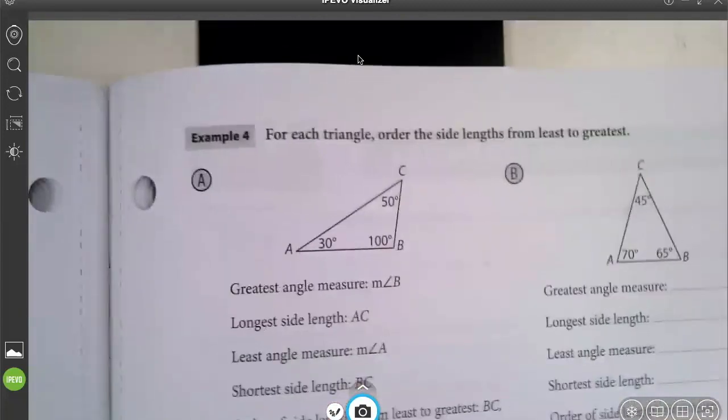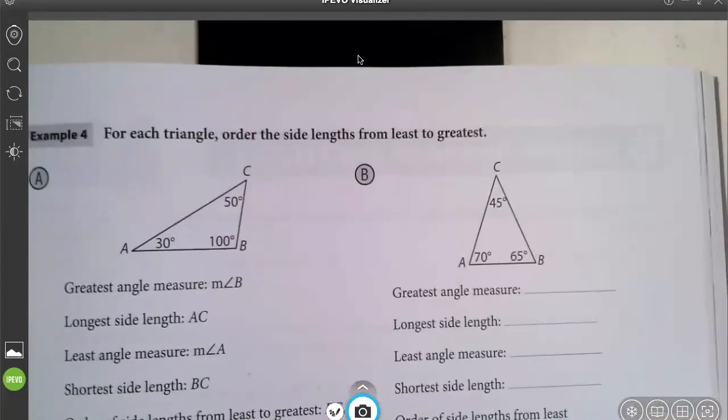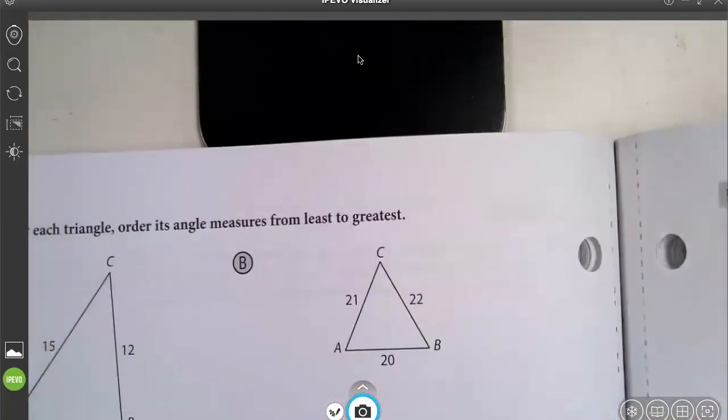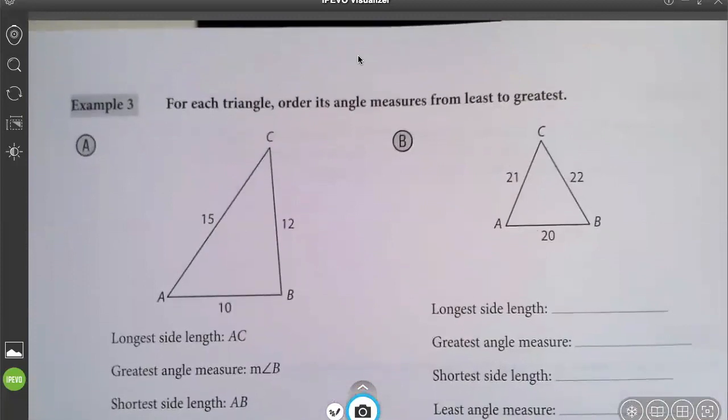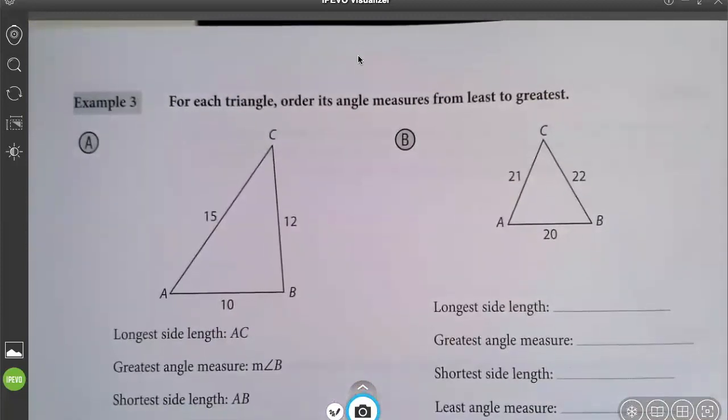Right above that, we're doing the same thing, but instead of knowing the... oh no, actually that is 100% the same thing. I need to slide over to page 346. We're doing the same thing, but now we are ordering the angles after being given the sides.